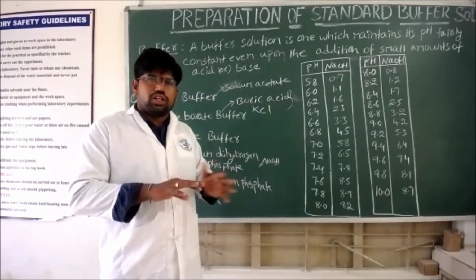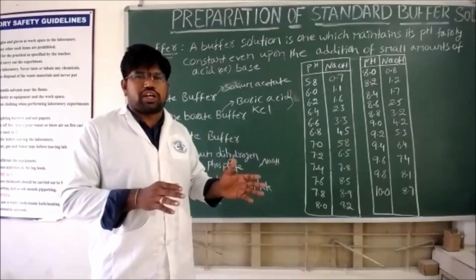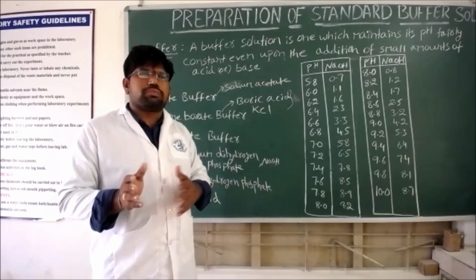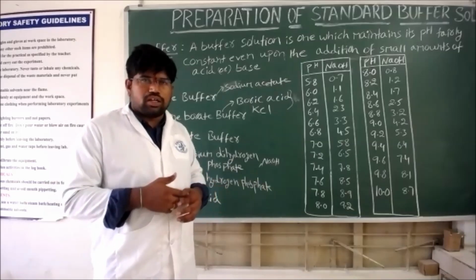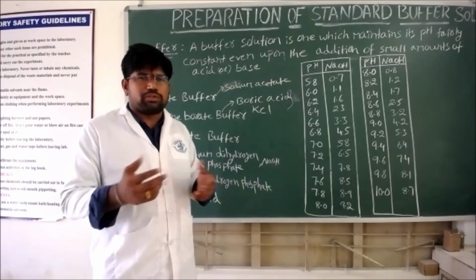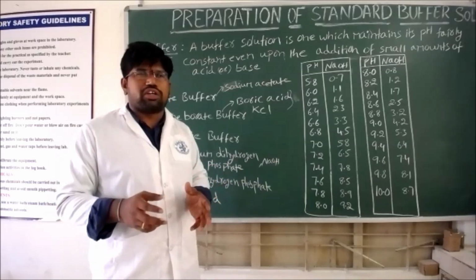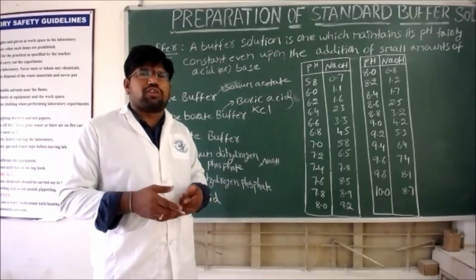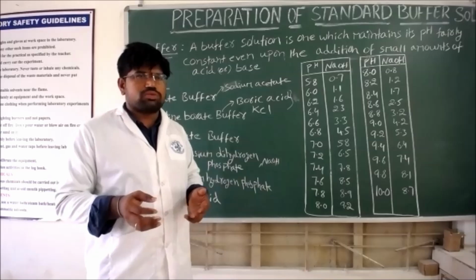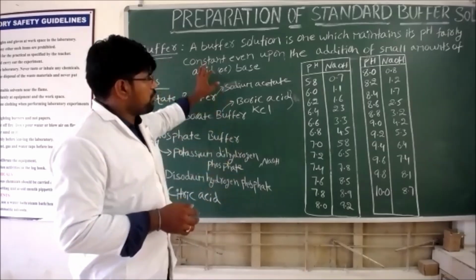They will try to resist pH changes and bring the pH in the body back to normal. Then only will we have the maximum metabolic activities. Otherwise, the overall metabolic activities will be disturbed, and there may be a chance of metabolic disorders also. So that is the in vivo importance of the buffers.